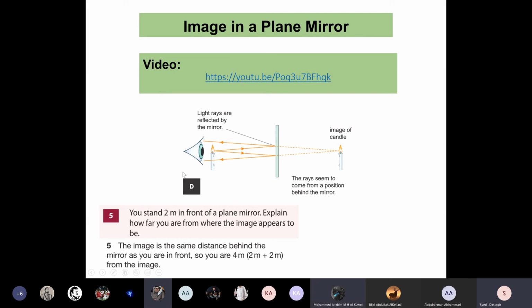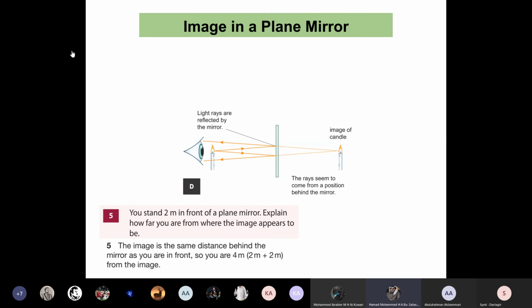Have a look at the diagram. Read this question. Go on. You stand 2 meters in front of a plane mirror. Explain how far you are from where the image appears to be.